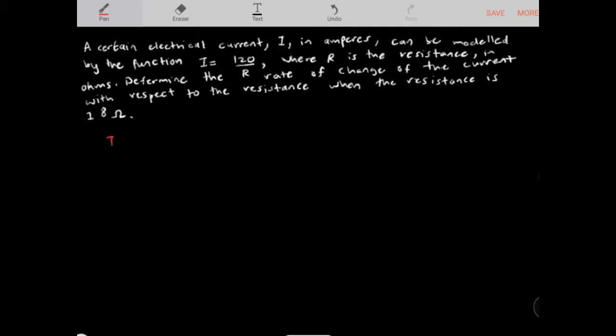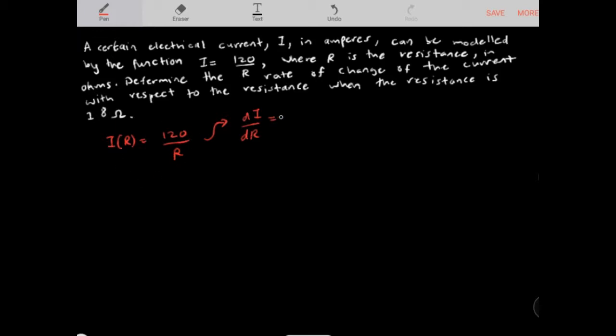So the current is a function of resistance here. We're going to call this I of R is equal to 120 over R. We want to figure out the rate of change of the current when the resistance is 18 ohms. Let's first find the rate of change of current with respect to resistance. So we're basically finding dI over dR, the rate of change of current with respect to a rate of change of resistance. It's the first derivative of this function I of R.